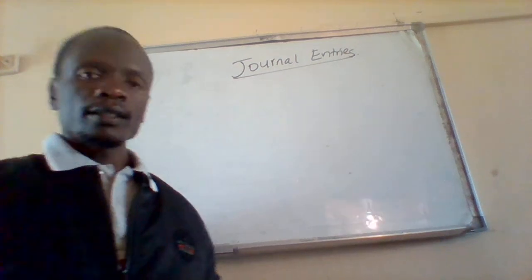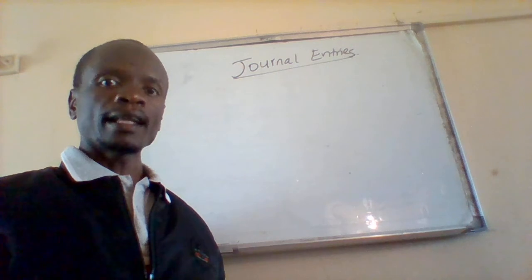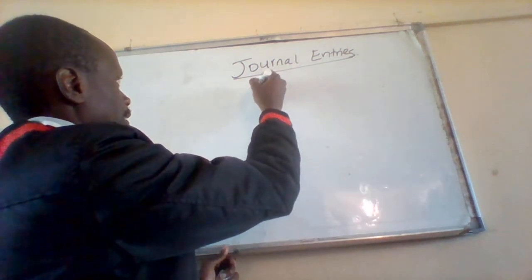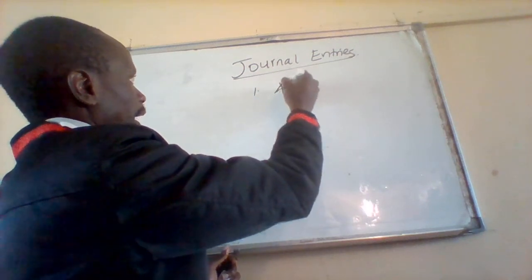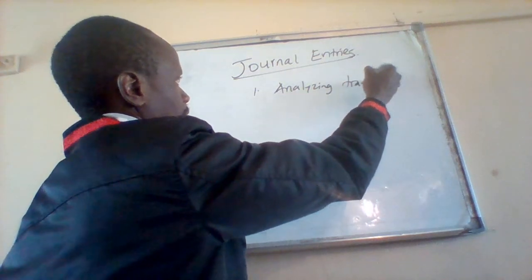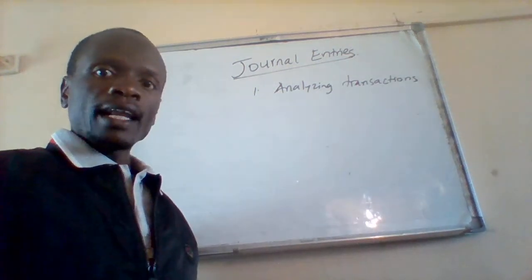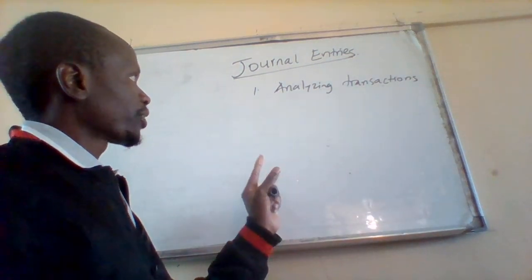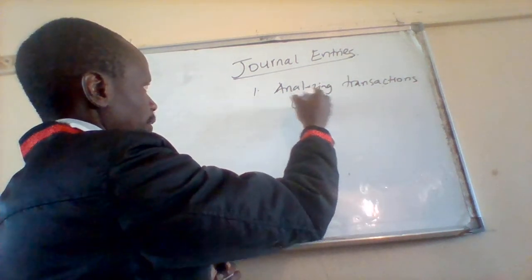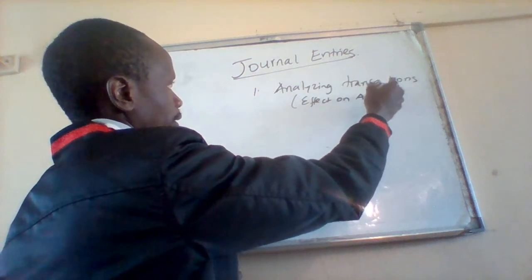Okay, the first step in the accounting process is to record and analyze the accounting transactions. So the first step is analyzing transactions. Analyzing transactions here, we look at how the transactions affect the accounting equation. So this is basically the effect on the accounting equation.